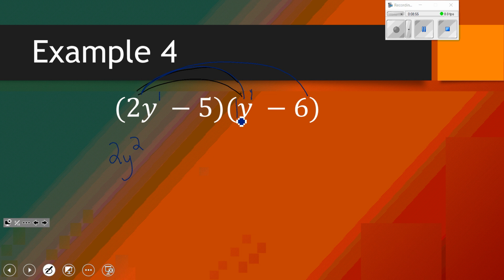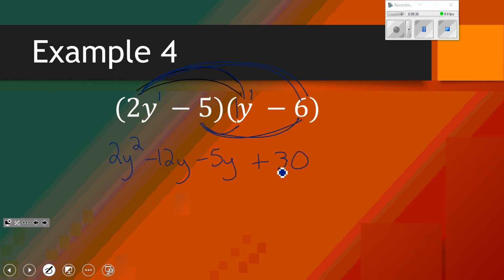Because there's a 1 right here. So 2 times 1 is 2. Y to the first times y to the first is y to the second. Okay? And then 2y times -6 is -12y. Okay? Now, I want you to pretend the 2y is not there. What would you do with the -5? You would distribute him to each of those. So -5 times y would be -5y. -5 times -6? Positive 30.